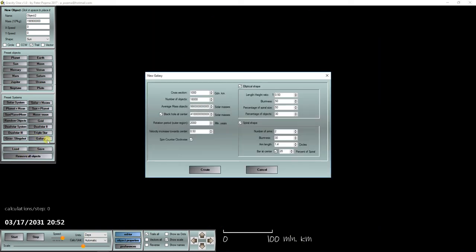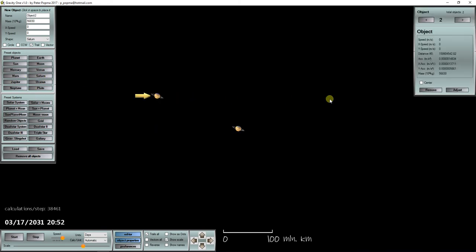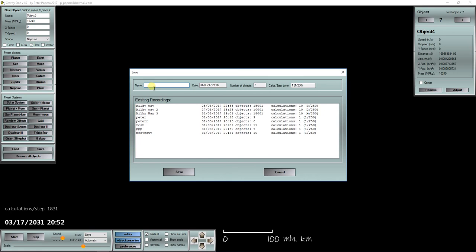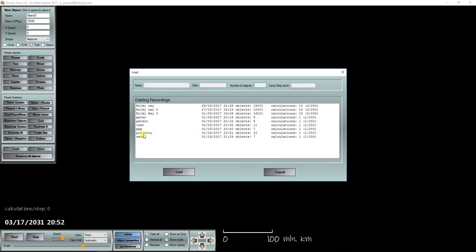Finally, we have the galaxy button, but that one I will explain in a different tutorial. Now we have seen most of the tools in the toolbox. Don't forget to save your work like this, so you can later restore it and continue to work on it.